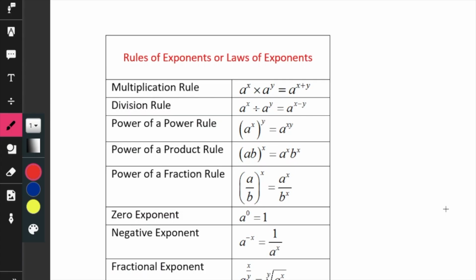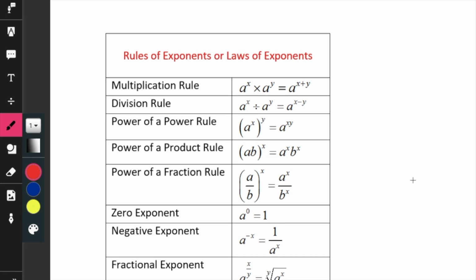Going to discuss exponential laws, or the rules of exponents. By knowing these sets of rules, it will make it a whole lot easier for you when you are calculating exponents in a given equation. Okay, so there are different types of rules, and I will go through each one of them with an example.